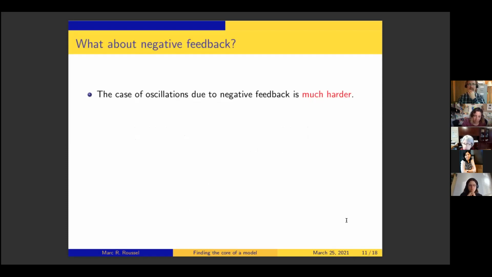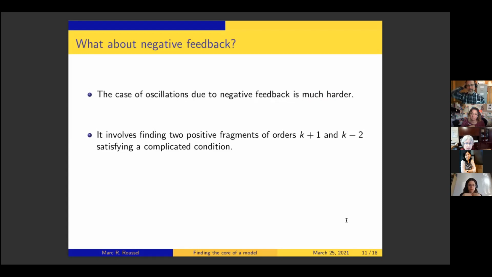The case of oscillations due to negative feedback is unfortunately much harder. And if you ask me right now to tell you how it works, I would fail miserably, because it involves finding two positive fragments whose order is separated by 3, and there's a complicated condition they satisfy, where you have to look at a group of things they belong to, and which groups they belong to. They called these things flux fragments.